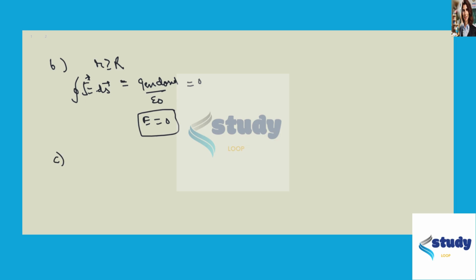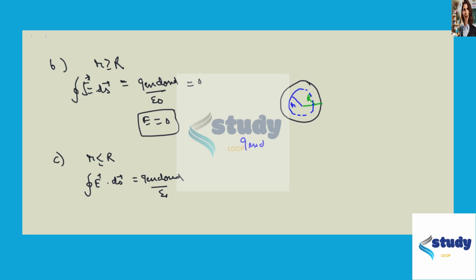Now going to part C. We need to find the electric field for r less than capital R, so E dot dS equals Q enclosed over epsilon naught. Take a look at the surface again. This is our capital R radius. Now we make a Gaussian surface which has radius small r. Q enclosed would be the integral of rho dV, where dV is the volume of this smaller sphere, 4 pi r square dr, from 0 to r.